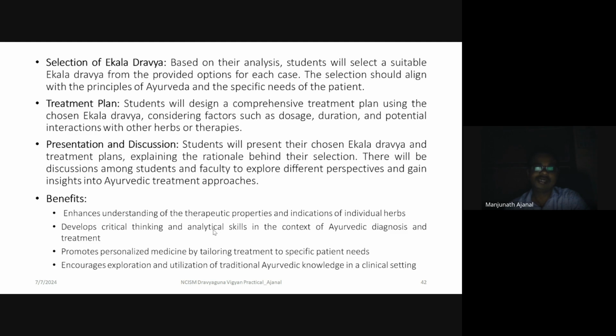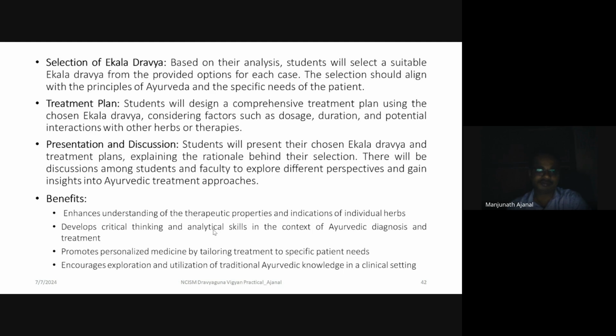For the treatment plan, the student will design a comprehensive treatment plan using the chosen ekala dravya, considering factors like matra, duration, and potential interactions with food or any other drugs. All need to be assessed. And after the end of the case, the student needs to present and discuss with the teacher. The student will present their chosen ekala dravya and treatment plan, explaining the rationale behind the plant selection, and there will be discussion among the students as well as faculty, exploring different perspectives and gaining insight into the Ayurvedic treatment approach.